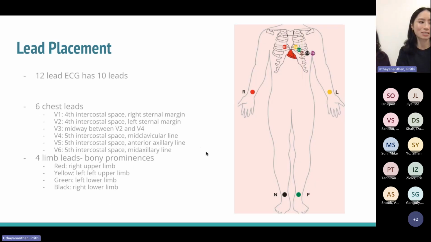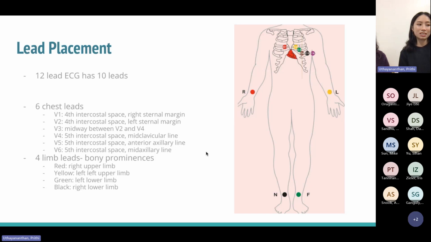Okay, so the lead placement. Normally we use a 12 lead ECG, but it actually only has 10 leads, but it gives 12 views of the heart, so that's why it's called 12 lead. There's 6 chest leads and 4 limb leads, and it's important to remember the placement of each one because they can test you in OSCE stations. They might ask you to perform an ECG on an actor, so attach all the leads and then interpret the results that you get from it.